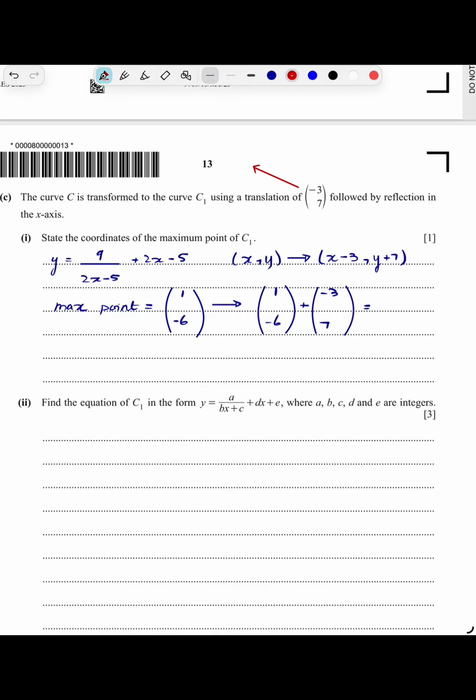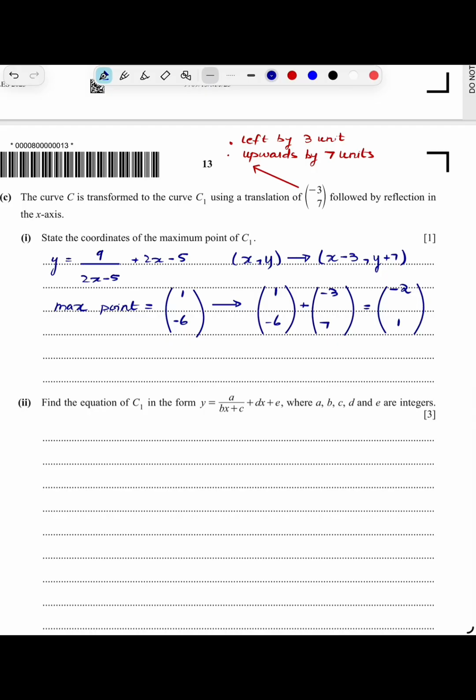A minus 3 means that you are shifting to the left by 3 units because it's a minus. Okay, and we're going to go upwards by 7 units. Therefore the maximum point will become (-2, 1).